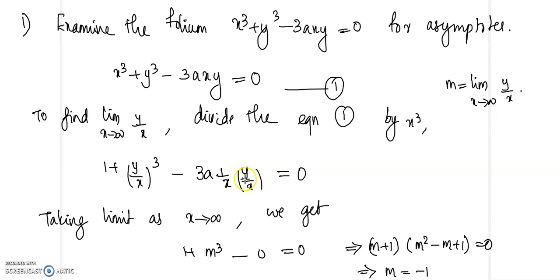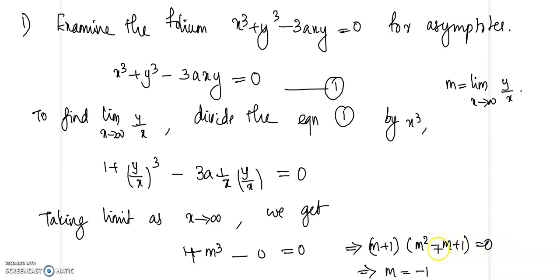This will be m, it becomes 3am, and limit x tends to infinity 1 by x is equal to 0. So the limit of this term will be 0. So remaining we'll have 1 plus m cube minus 0 equal to 0. So that will give, when you expand this, we will get m plus 1 into m square minus m plus 1 equal to 0.